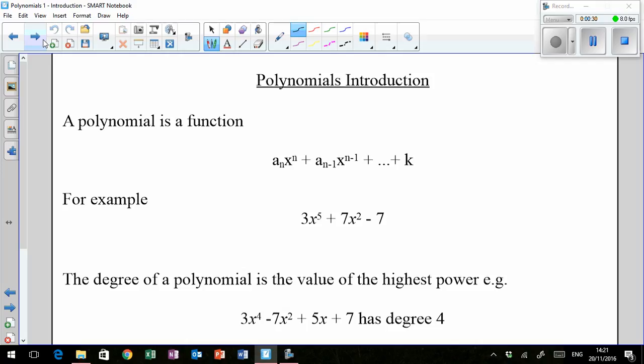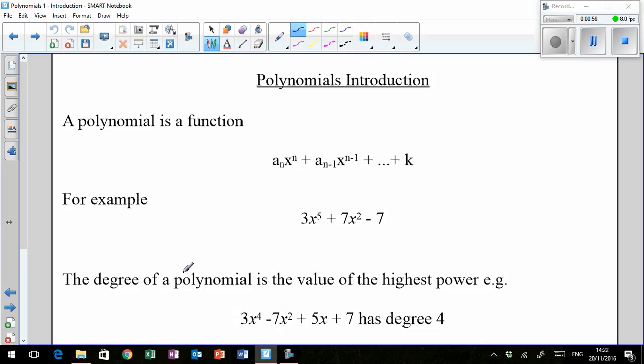Now, you already work with polynomials in some way, shape, or form. The one you'll see most often is the quadratic, which is a form of polynomial. Essentially, a polynomial is any function with a big list of x squareds, x cubeds, x to the power 4, and so on. For example, here we have the polynomial 3x to the power 5 plus 7x squared minus 7. That is a polynomial, as is this one here at the bottom.